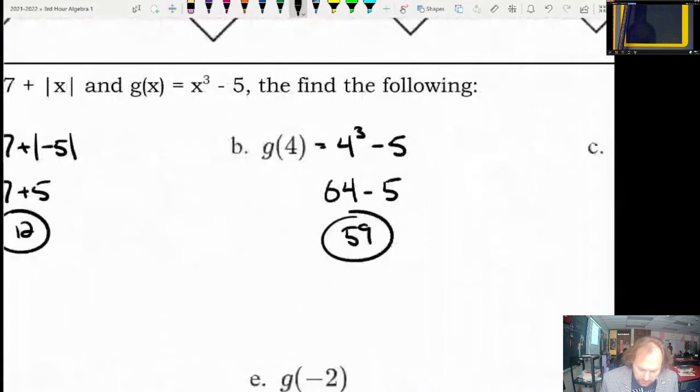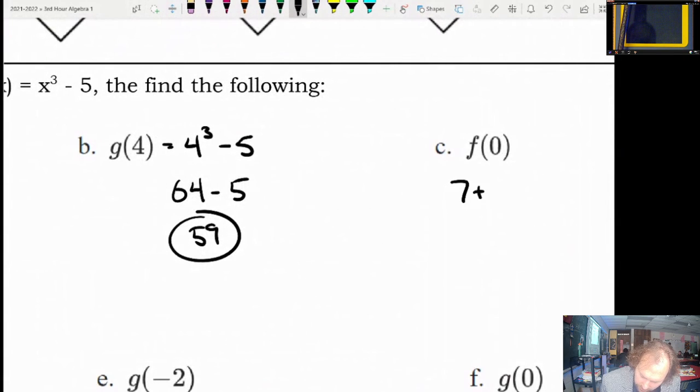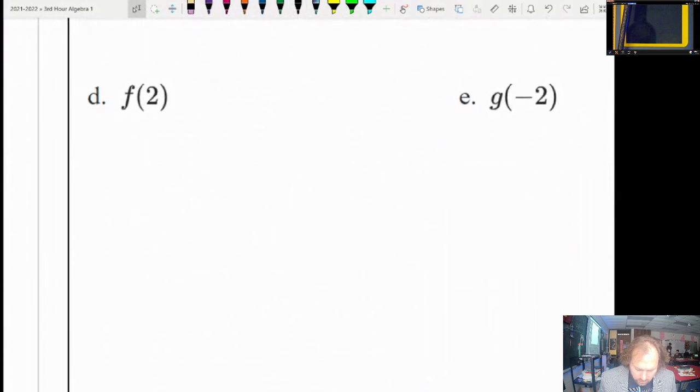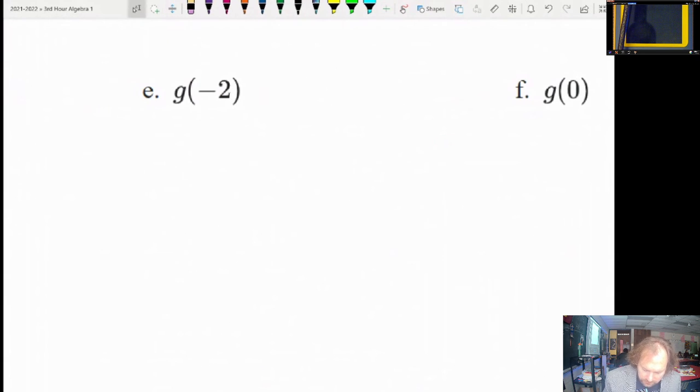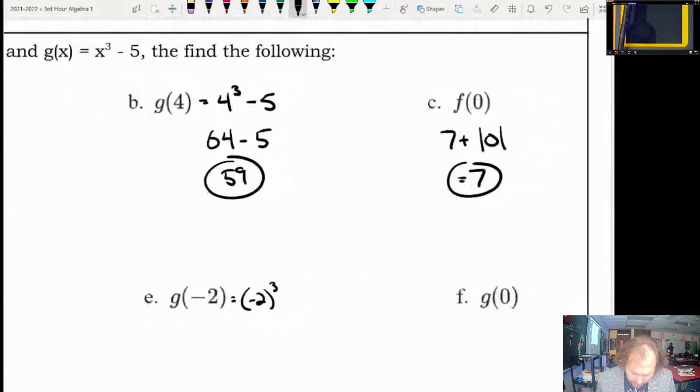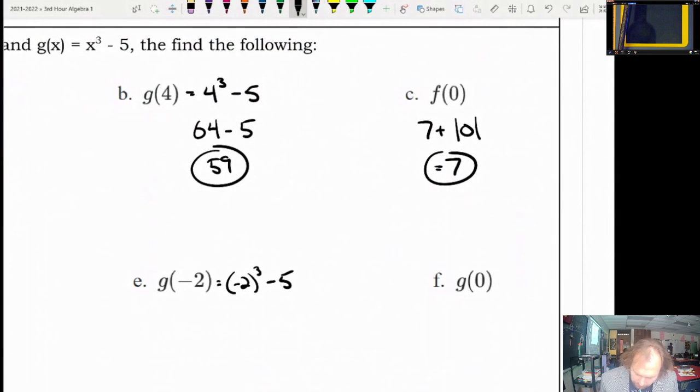Question C, f of 0 is going to be 7 plus the absolute value of 0, which is just 7. Question D is f of 2, which is 7 plus the absolute value of 2, which is 7 plus 2, which is 9. g of -2 is going to be -2 to the third power, minus 5. -2 to the third power, be careful on this one, that's going to be -8. That's -2 times -2 times -2, which is -8, minus 5, which is going to be -13.